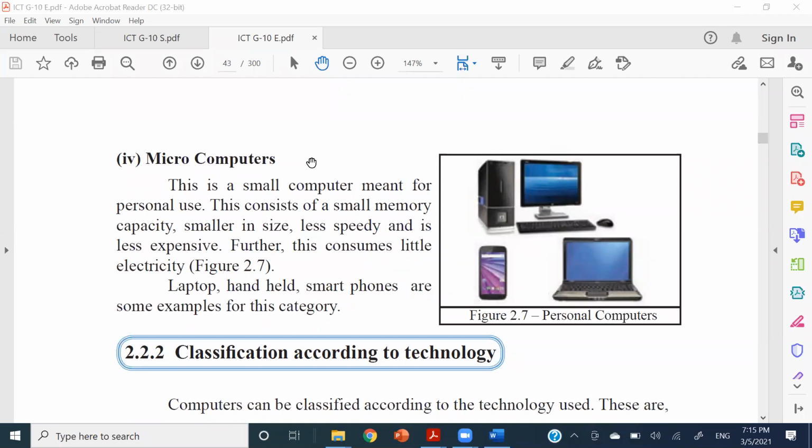Even though we don't feel how slow our computer is, comparing to the supercomputers, mainframes and minicomputers, these things are very, very small and very, very slow, right? And the capability, comparing to the other three categories, is also very much less.